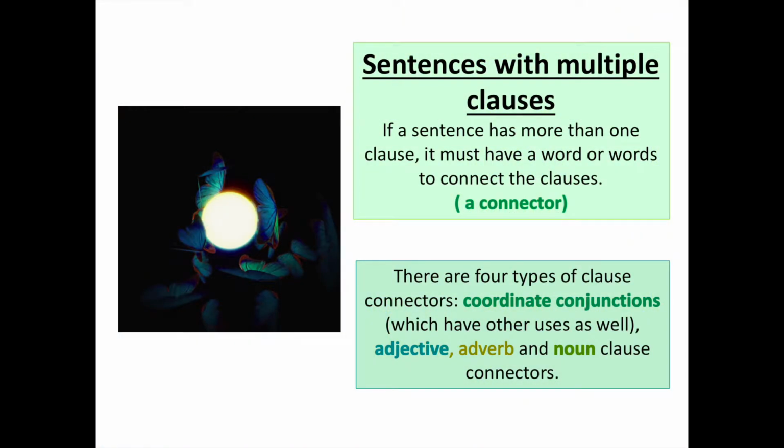Hello, TOEFL students. Today, we're going to look at sentences that have more than one clause. If a sentence has more than one clause, then it needs a connector. There are four types of clause connectors: coordinate conjunctions, adjective, adverb, and noun clause connectors. We are going to talk about two of these types of connectors today.